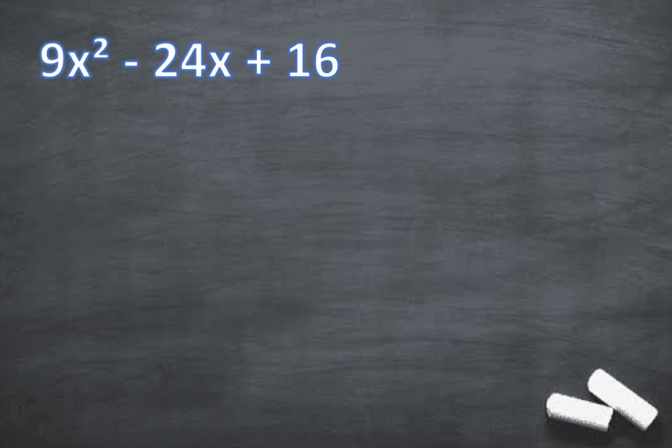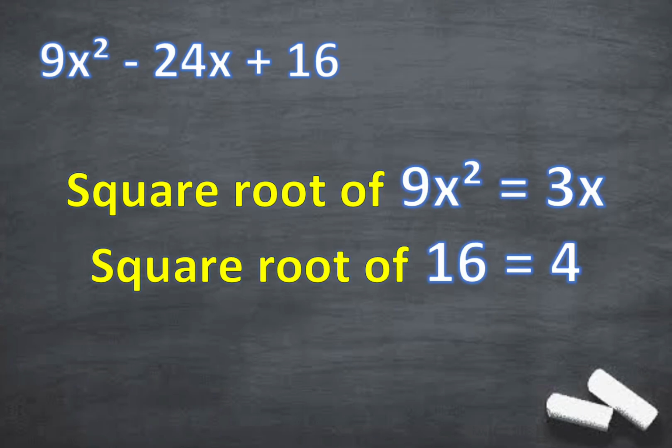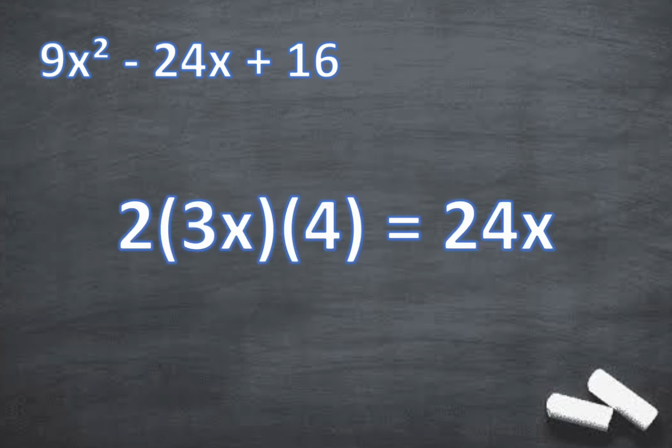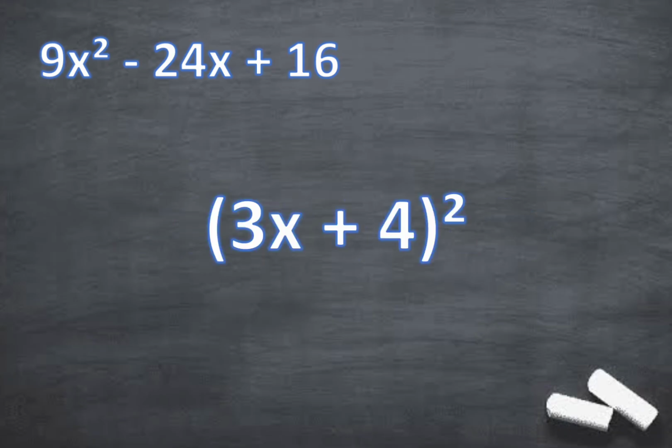Another example, factor 9x squared minus 24x plus 16. Number 1, the first and last terms are perfect squares. The square root of 9x squared is 3x, and the square root of 16 is 4. Number 2, let us confirm the middle term, twice. So we have 2 times 3x times 4 equals 24x, which is true. If this is confirmed, then we write the factored form. So we have 3x plus 4 squared. That is our final answer.